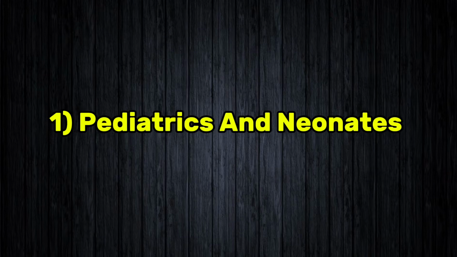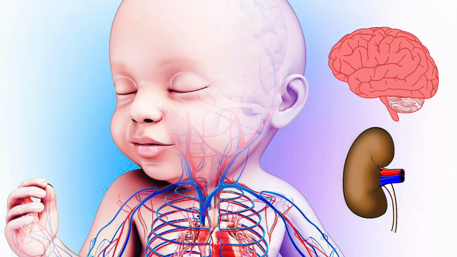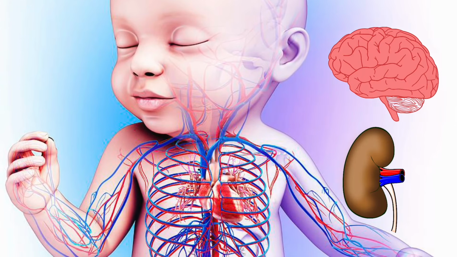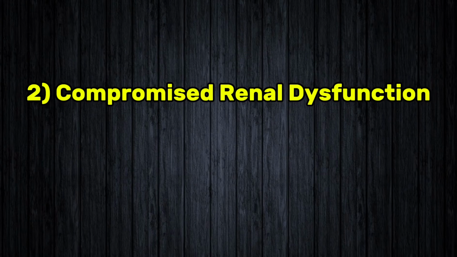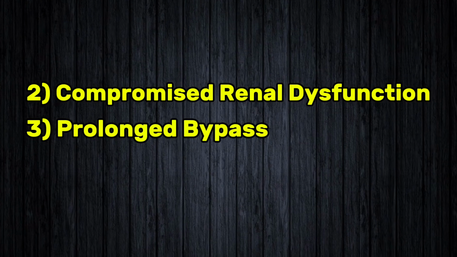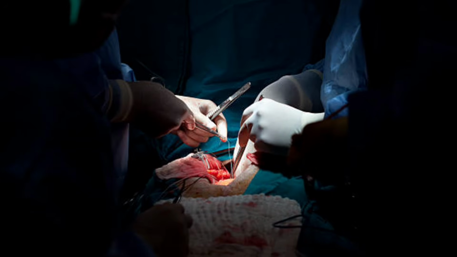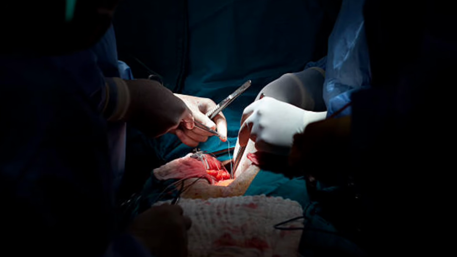First, pediatrics and neonates. Their organs, especially the brain and kidneys, are more sensitive to microcirculatory flow. Second are patients with compromised renal function, to reduce the risk of post-operative renal injury. Third are patients undergoing prolonged bypass. Long bypass time increases the risk of organ dysfunction, so pulsatility can help.